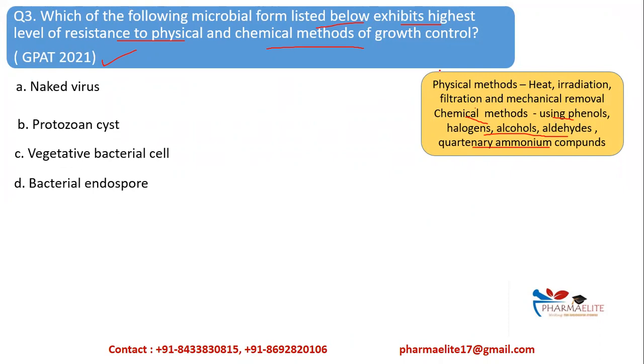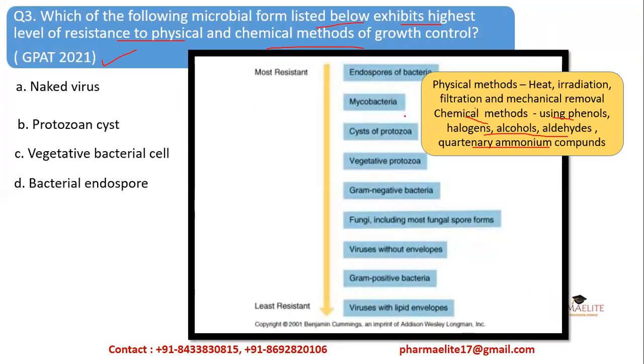ये सब physical और chemical growth control methods हैं. अब देखते हैं कि कौन से forms हैं जो resistance दिखाते हैं. So this is a series very easy to remember. Most resistant to least resistant. So most resistant is endospore of a bacteria.